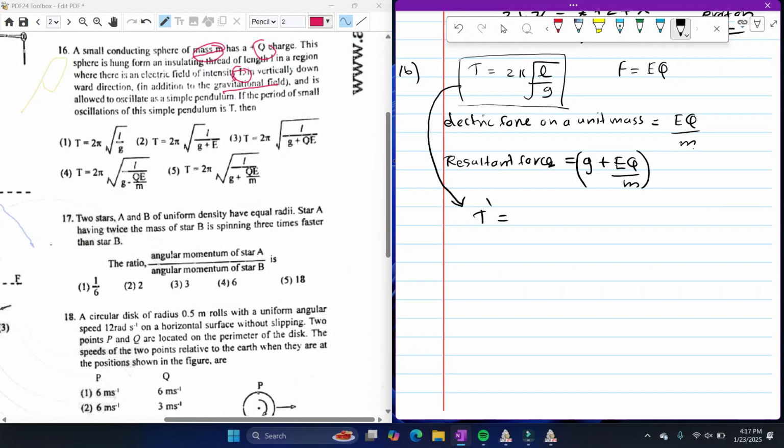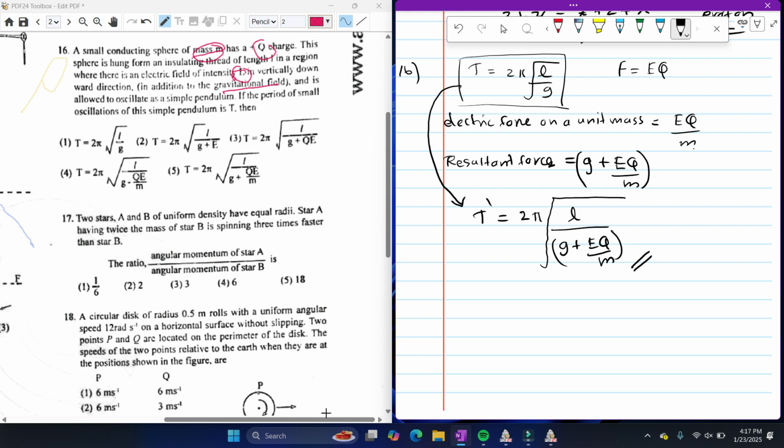So T dash equals 2 pi square root of L divided by (g plus EQ divided by m). This is the answer. So just see whether such an answer exists in here. Yes, that's answer number 5.